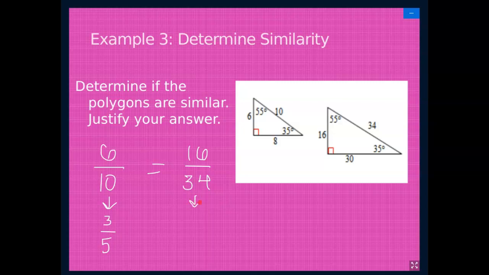And we're going to compare that by dividing 16 by 2. So you get 8/17. Is 3/5 the same as 8/17? Are they the same fraction? No. So therefore, these are not similar triangles.